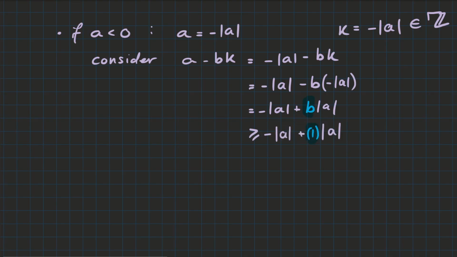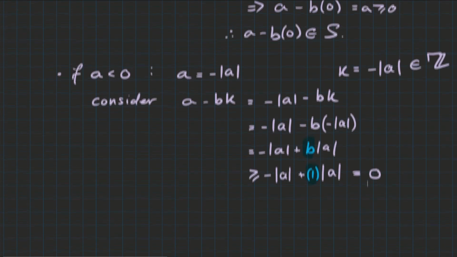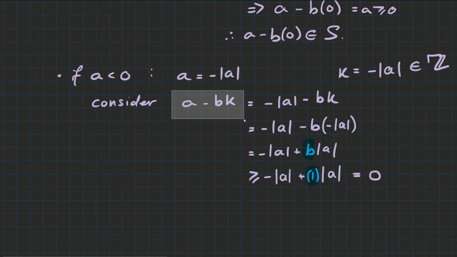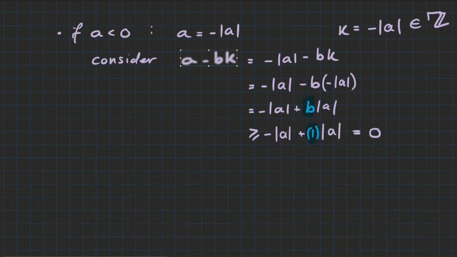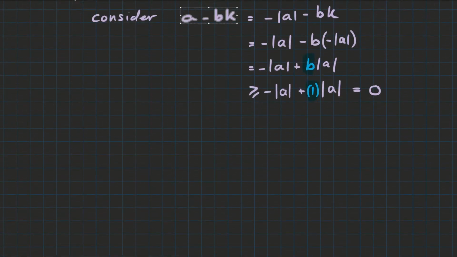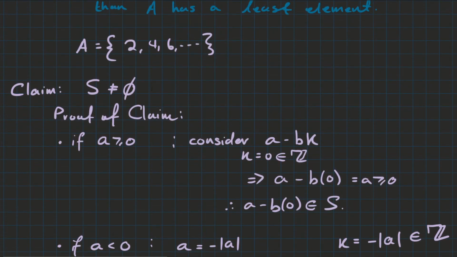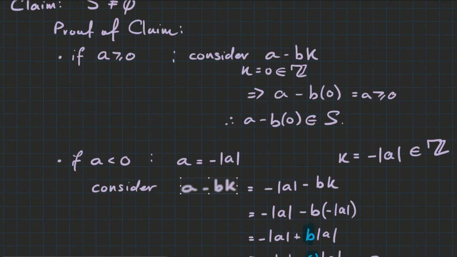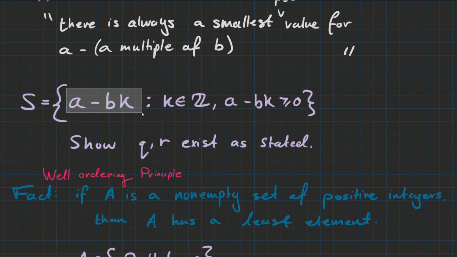But that's convenient because that is 0, right? Negative A plus negative absolute value of A plus A is 0. And there we have it. There is a choice for K that makes this expression in this form positive, non-negative. Great. So there's our claim. Okay, we have now finally proved that S is never empty. There's always some choice for K in this form, regardless of A and B. And I can always make some choice.